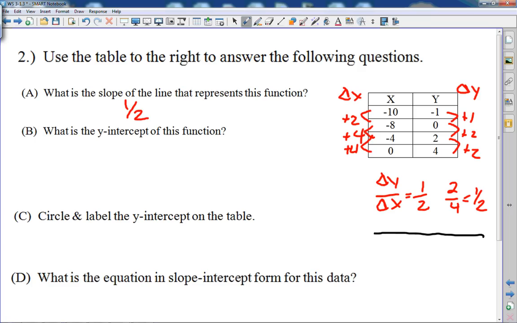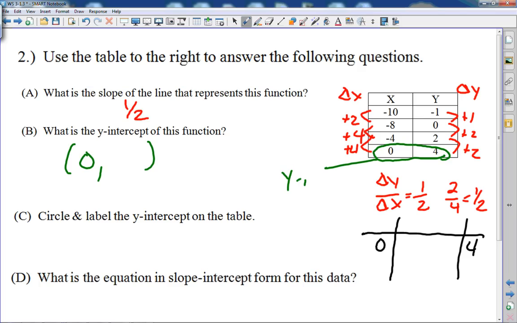Now, it says, what is the y-intercept? I can go and build a table and pick any point and use it, the way we know how to. Or I also know that the y-intercept is 0 and some number. Well, look, here it is in the table right now. It's already there. This right here is my y-intercept. So it is positive 4. It says to circle and label the y-intercept. Okay, I've already done that. My equation is y equals, the slope is 1/2, then I put the x, and then I put the y-intercept, plus 4.